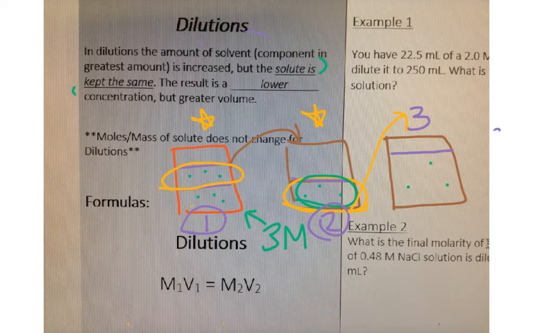Now what you're going to need to do for dilution formulas is use the formula M1V1 equals M2V2. Now note for this one, unlike the molarity formulas, they don't give you a specific volume unit that you need to use. They just need to be the same. So if I start with milliliters on one side, I need to end with milliliters. If I start with liters, I need to end with liters. This is unlike with the molarity calculations where you had to always be in liters.